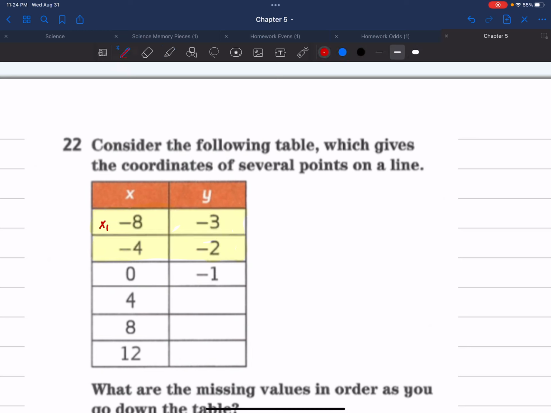So I have x1, x2, y1, y2. And slope is -2 minus -3 over -4 minus -8. So slope will be a +1 over a +4.